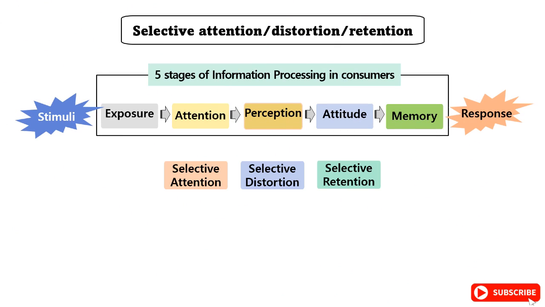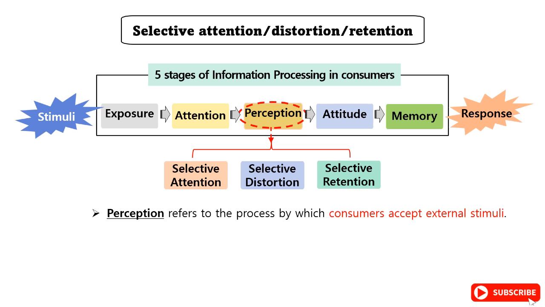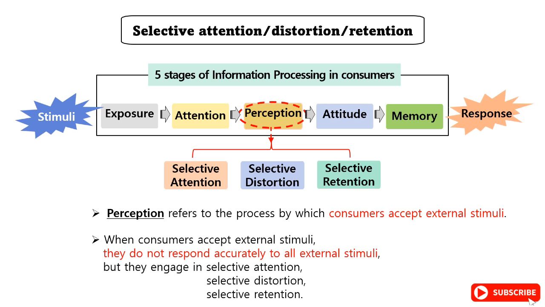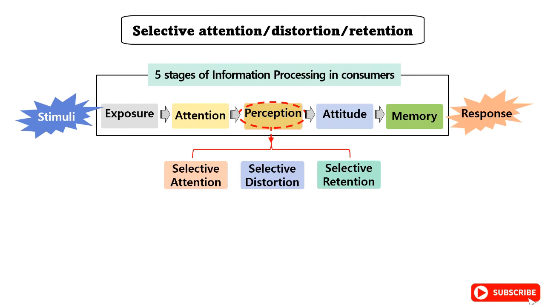Selective attention, selective distortion, and selective retention, which I'm going to describe today, occur during the perception stage. Perception refers to the process by which consumers accept external stimuli. What needs to be noted is that consumers do not respond accurately to all external stimuli, but engage in selective attention, selective distortion, and selective retention. In other words, when external stimuli come, consumers select, interpret, and retain only some of them.